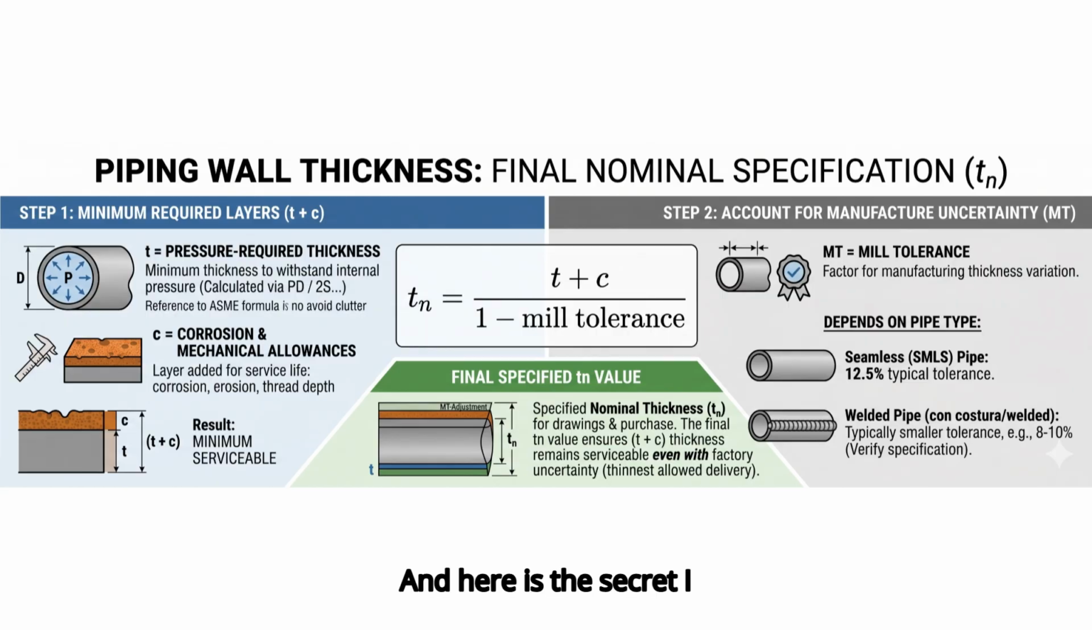And here is the secret I promised you: the mill tolerance. Pipe manufacturers are not perfect. The ASME standards allow the actual wall thickness to be up to 12.5% less than the nominal thickness listed in the catalogs. If your math says you need a 10 millimeters wall and you buy a 10 millimeters nominal pipe, you might actually be receiving an 8.75 millimeters pipe. To be safe, you must always divide your calculated thickness by 0.875. This small adjustment is the mark of a true professional.